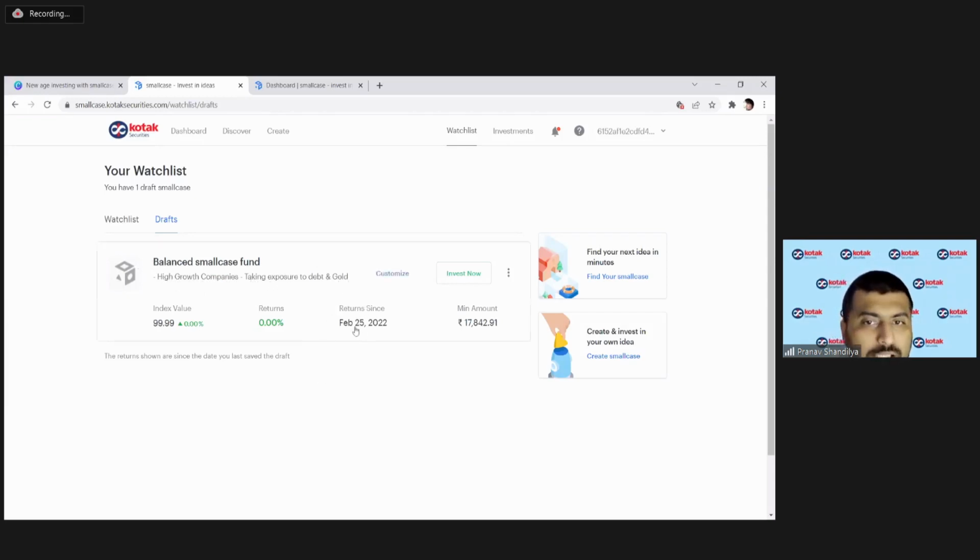And the returns will be calculated since February 25th, which is today. And the minimum investment amount is 17,842. So now that is visible over here, and the index value starts from 100 rupees. It starts from a 100 value calculation.